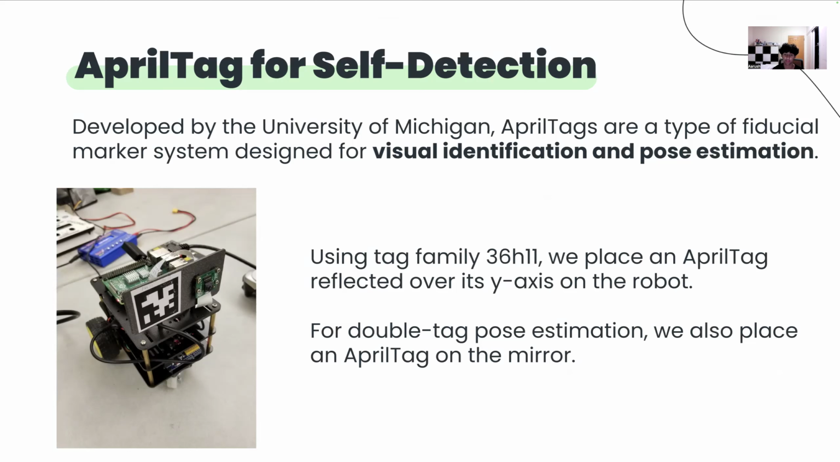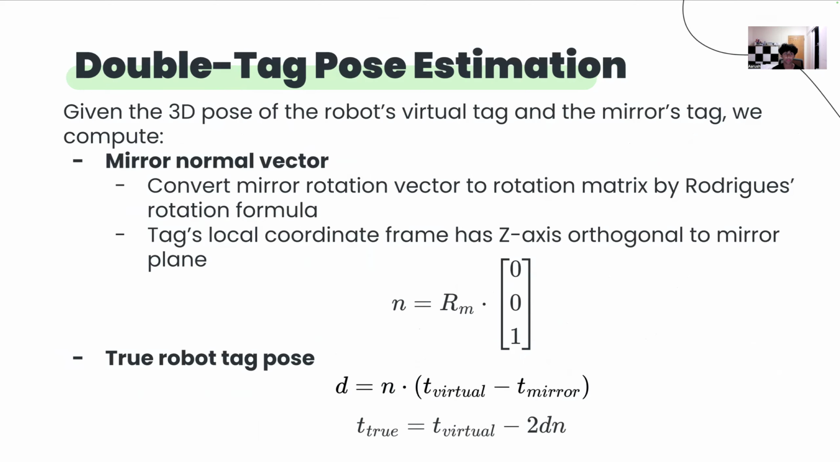We use tag family 36h11, which we placed an AprilTag on a robot and reflected it over its y-axis on the robot. And then that's just one tag. And then for double tag pose estimation, where we put one on the mirror, we also place an AprilTag on the mirror.